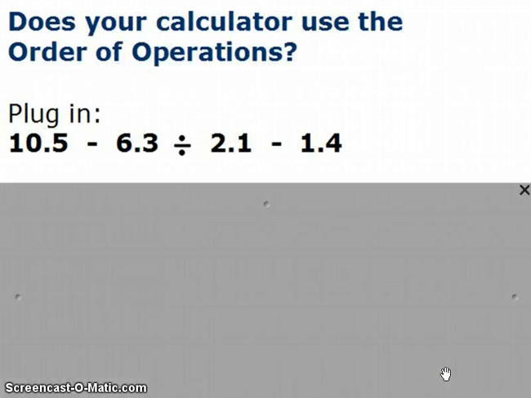Let's see what your calculator would have done if you'd been allowed to use a calculator on this. Go ahead and plug this in: 10.5 minus 6.3 divided by 2.1 minus 1.4, and see what you get. I'll have you hit the pause button and then come right back. Okay, I'm going to assume that you've done that and are back.